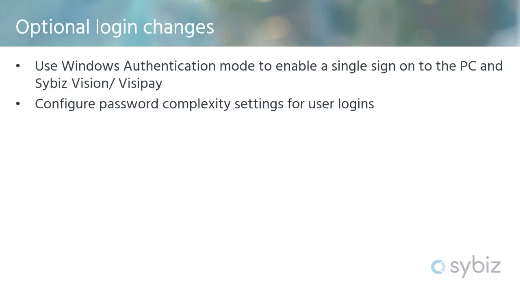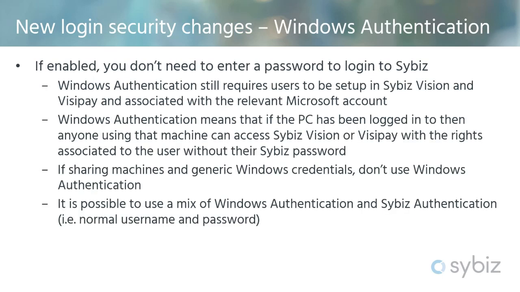In terms of the common changes across the two products, we have some optional login changes now. We have something called Windows Authentication, and that enables you to sign on to your PC with your Windows credentials, and then once you're logged in to your desktop, you'll be able to run the Sybiz applications without actually having to put in a username and password. But obviously there are some security considerations we'll talk about there. We also now have the ability for you to set up password complexity rules, and we'll talk a little bit more about both of those things. As I said, they're common to both products.